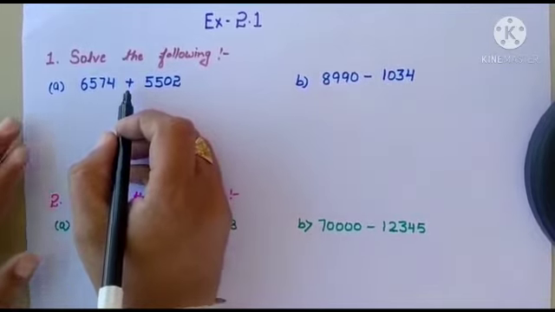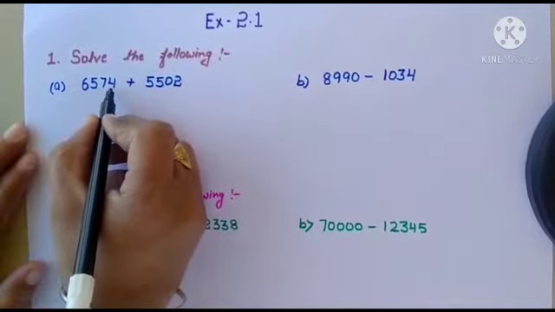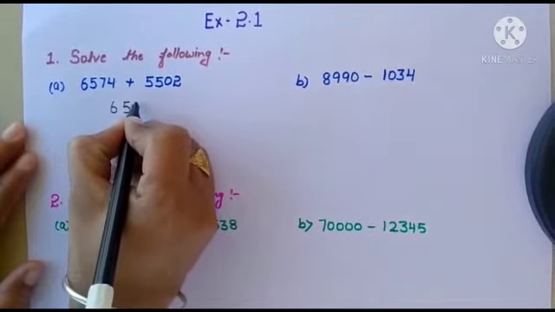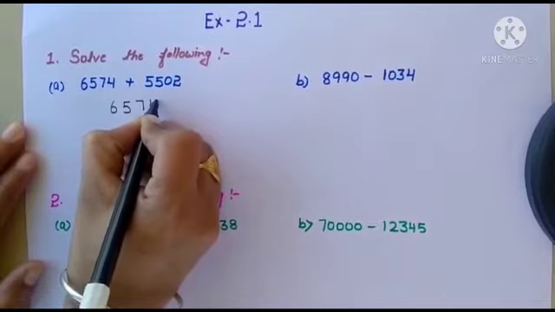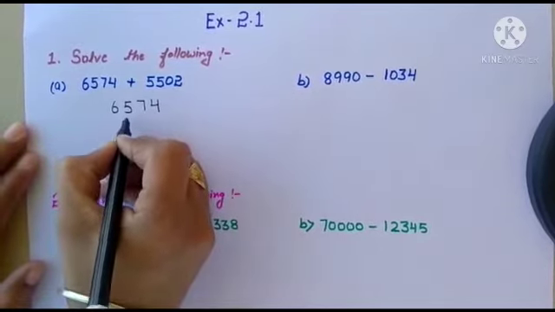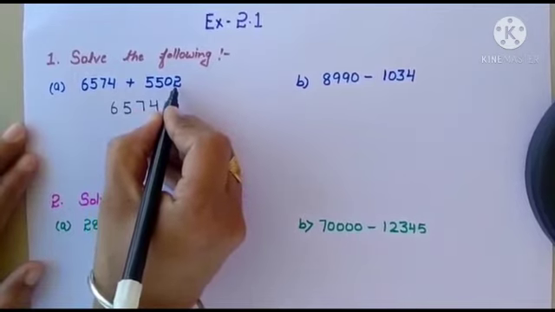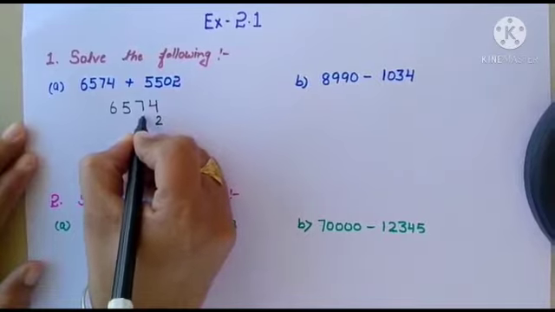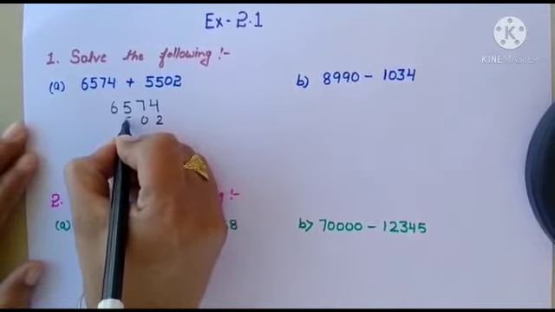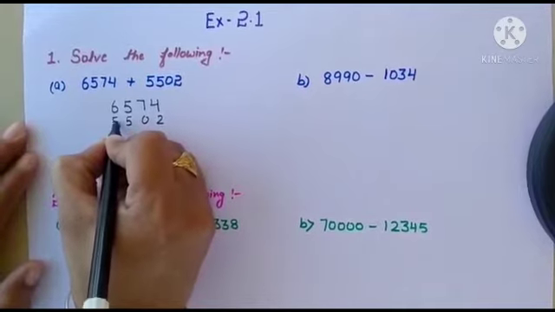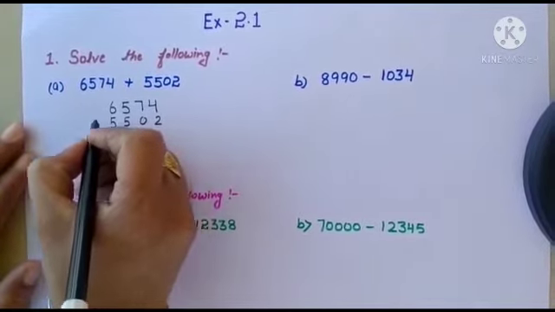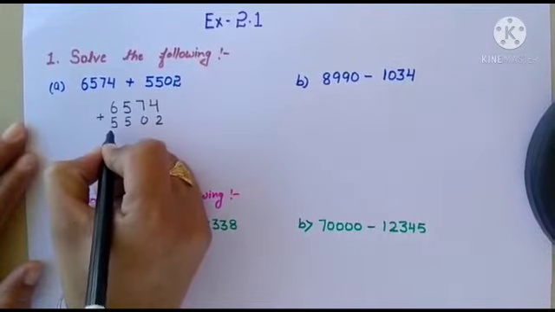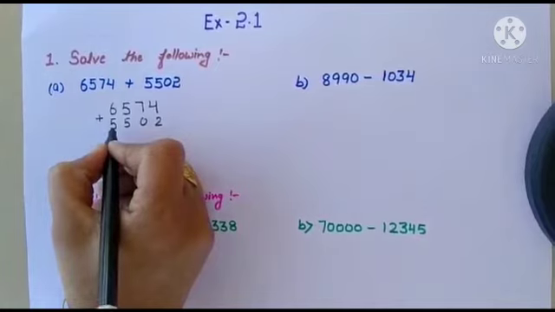How will we do it? First of all, we will write the first number, 6, 5, 7, 4. After that, under it we will write this one, starting from the last digit: 2, 0, 5, 5. Here its sign is plus, so we will do plus.